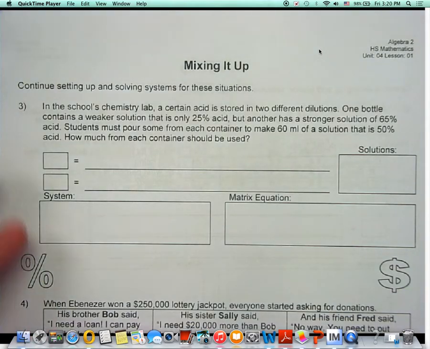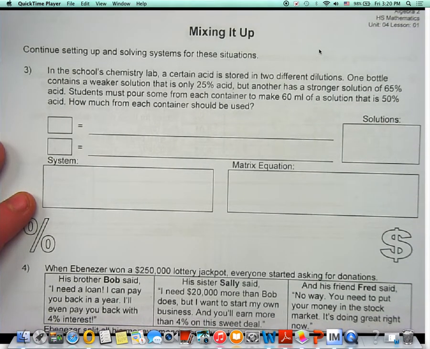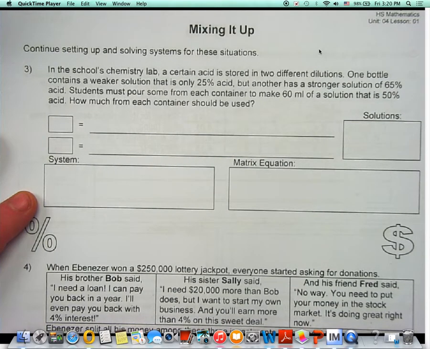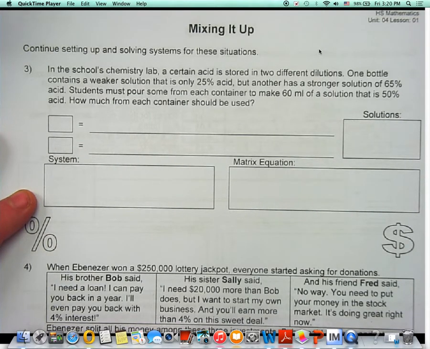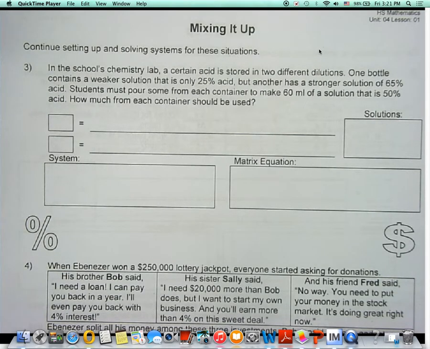All right, it says this is one of those mixture problems. In the school's chemistry lab, a certain acid is stored in two different dilutions. One bottle contains a weaker solution that is only 25% acid, but another has a stronger solution of 65% acid. Students must pour some from each container to make 60 milliliters of a solution that is 50% acid. So they have to figure out how much of each they need to make the 60.